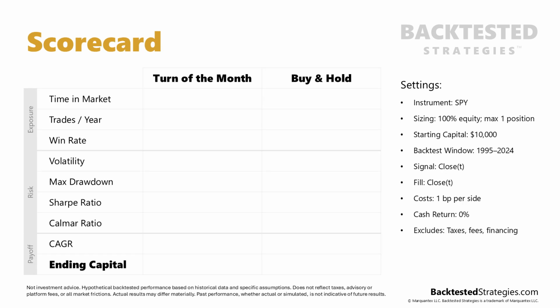All right, let's have a look at the scorecard and walk through the head-to-head performance metrics. We'll go section by section in the same order you see on screen. Section 1, Exposure. For the monthly turn strategy, time in the market is 19.1%. That works out to 12 trades per year, and the win rate is 61.1%.